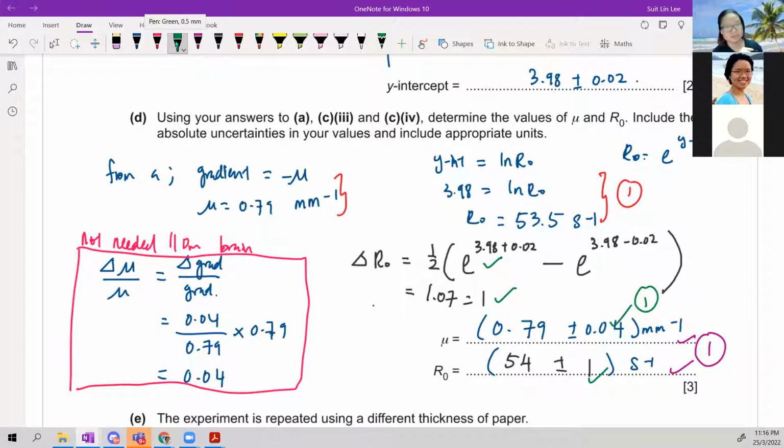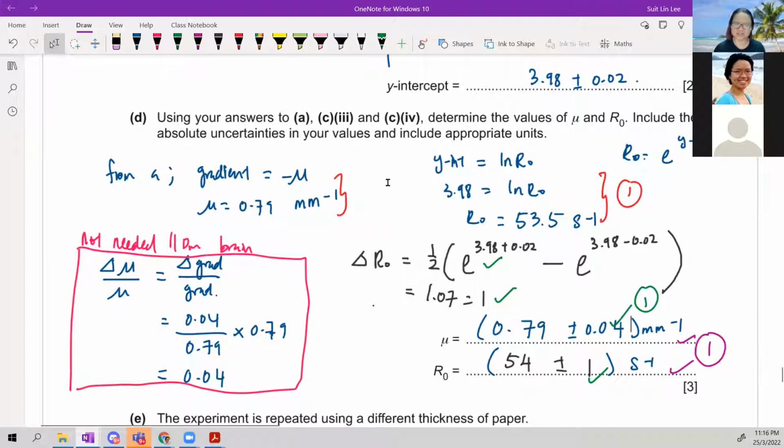Because the way they think about it is they are testing different skills. Can you use the linearization of the graph to find the constant, the red color mark? The purple color mark, can you state the unit? The green color mark, can you find the uncertainty? That's why they mark it this way.